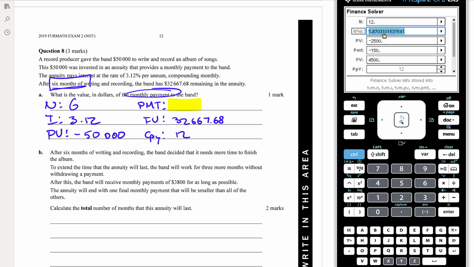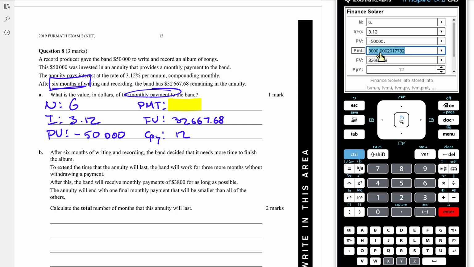So let's put that in the calculator. I've got some previous data in there, and that's fine, I'm just going to change it. That's going to be 6. That's going to be, what was it, 3.12. Then we go here and put in 50,000. Payment, we'll come back to that. Our FV is 32,667.68. We go back to the payment. I don't need to delete that because that's where my cursor is. That will calculate it for me.